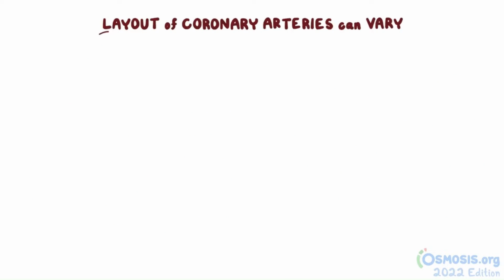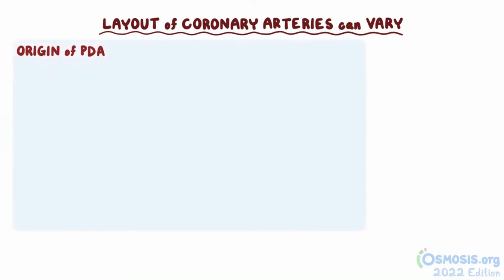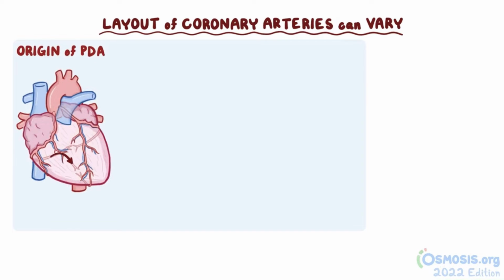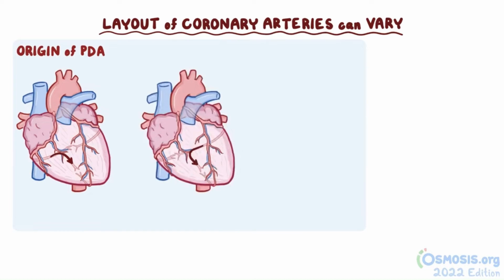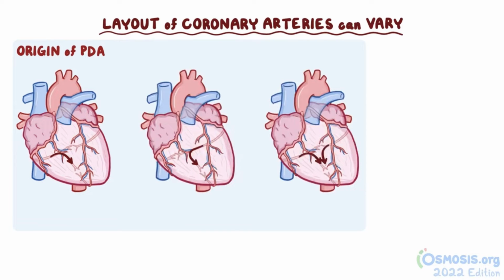Now, the anatomical layout of the coronary arteries can vary considerably. The most common variation is the origin of the posterior descending artery, as it can branch off from either the right or left coronary artery, sometimes even both. So if the posterior descending artery is supplied by the right coronary artery, then it's described as a right dominant circulation. And it's the most common.